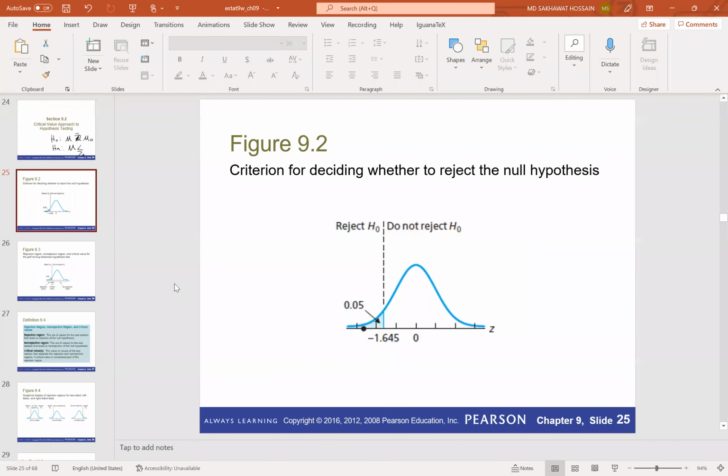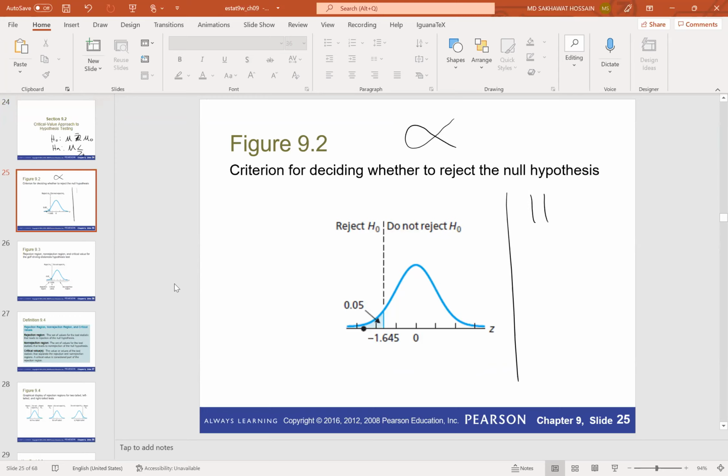For the critical value approach, we'll find the critical value for a given level of significance. So what is the level of significance? The level of significance is the probability of type 1 error, which is alpha. For a given alpha value, we can find the critical value. So what is the critical value? We have three types of hypothesis tests, right? One is left tail, right tail, and both tail or two tail test.